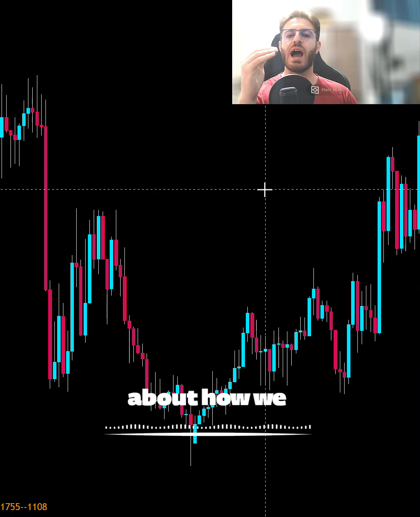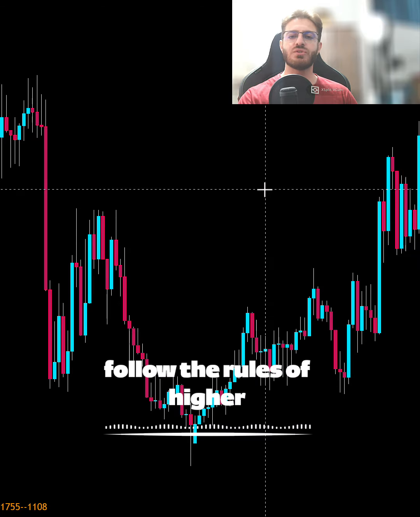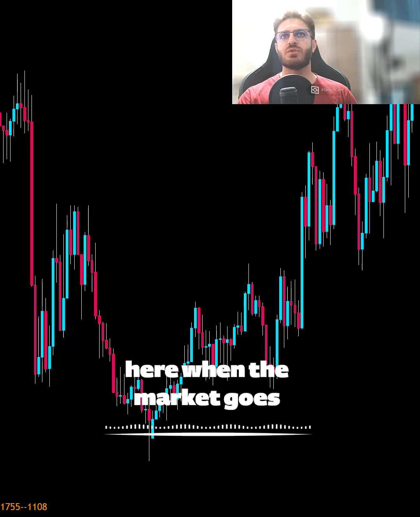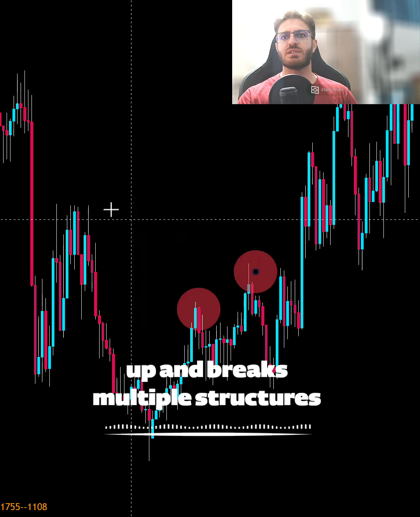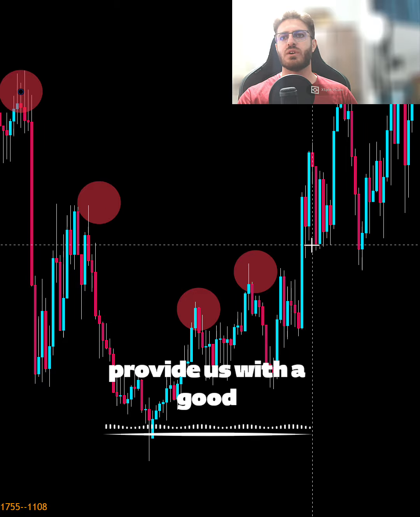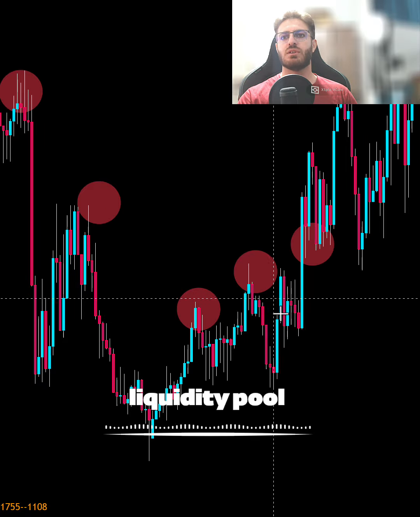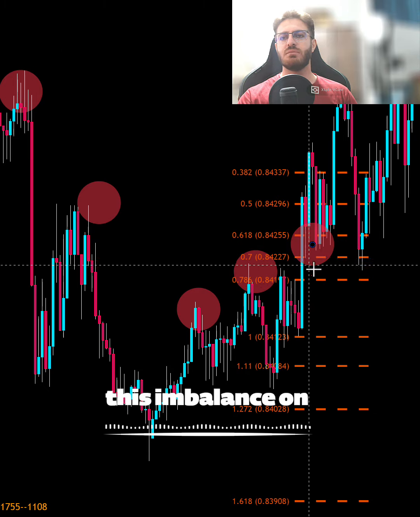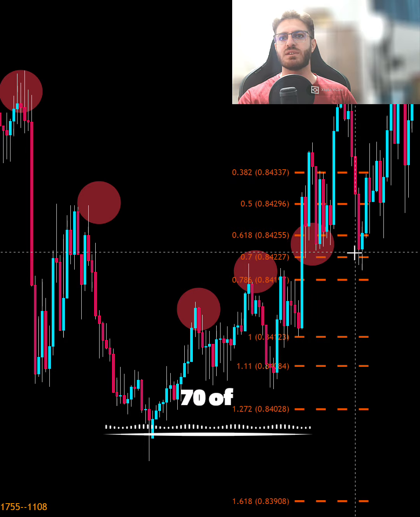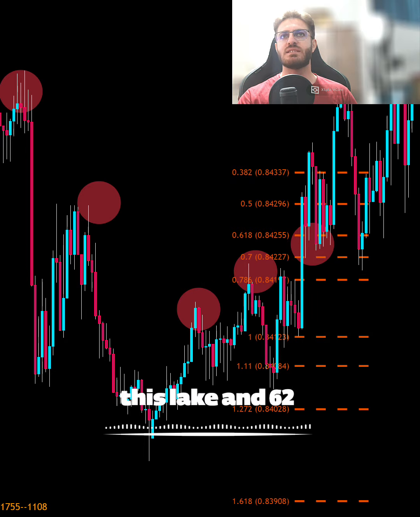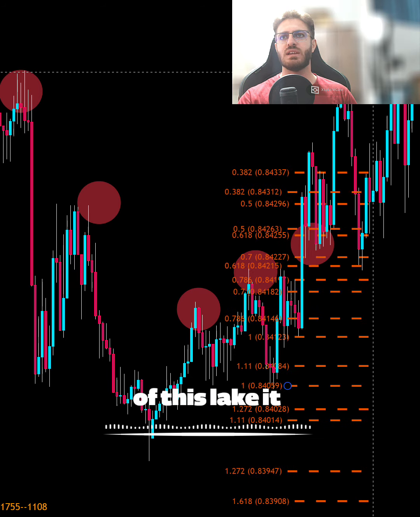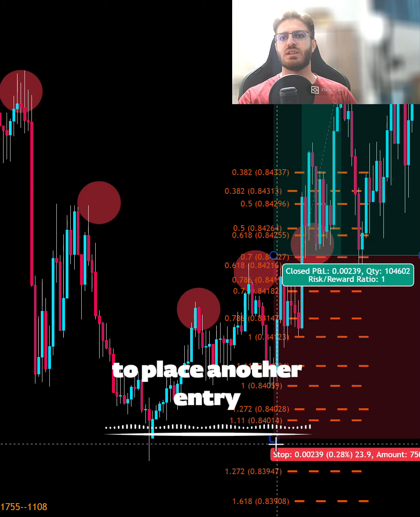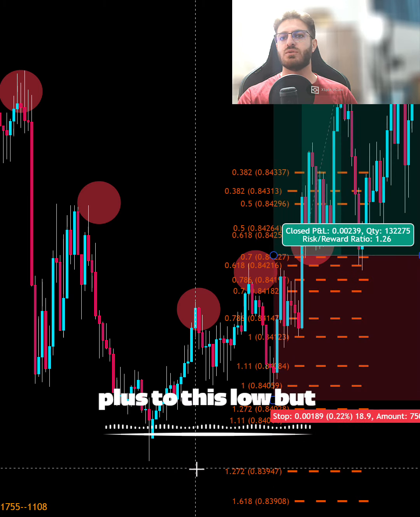We talked about how we follow the rules of higher time frame in lower time frame, and we have that here. When the market goes up and breaks multiple structures like here, it provides us with a good liquidity pool, which is the confluence between that liquidity pool and this imbalance on 70% of this leg and 62% of this leg. It is a wonderful place to place another entry and put your stop loss at this low.